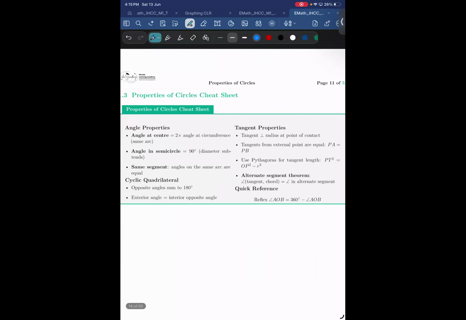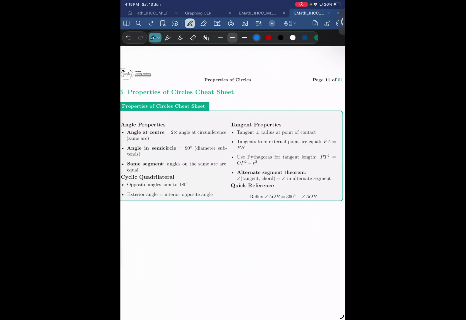Yeah, so here's a quick overview of what we went through, right? The 5 main properties. The first one: angle at center is 2 times angle at circumference. The second one is angle in the semicircle is 90 degrees. The third one is angles in the same segment are equal.